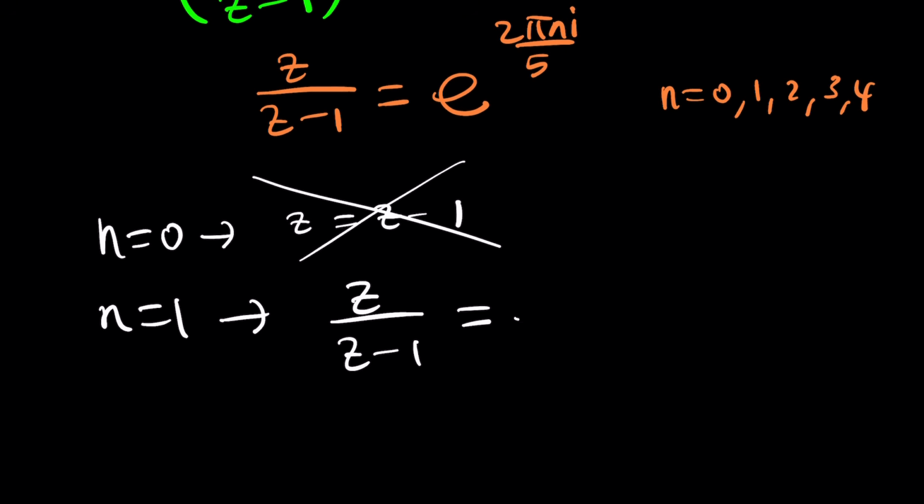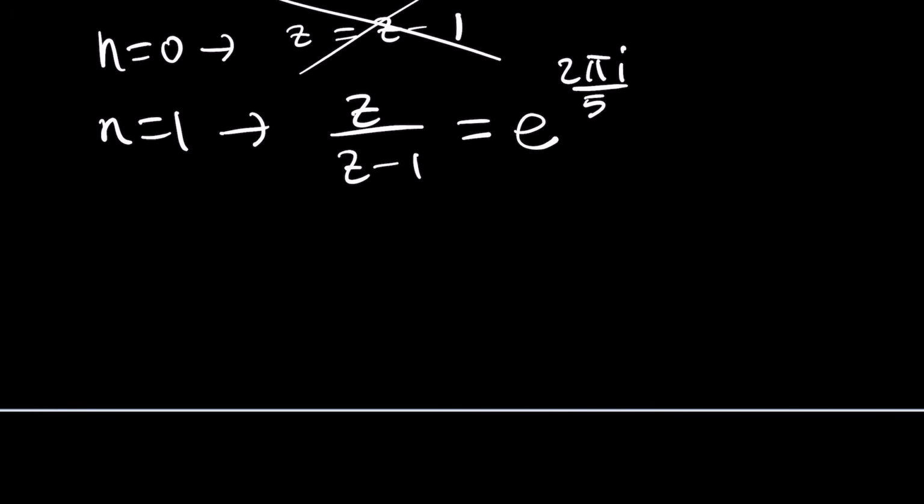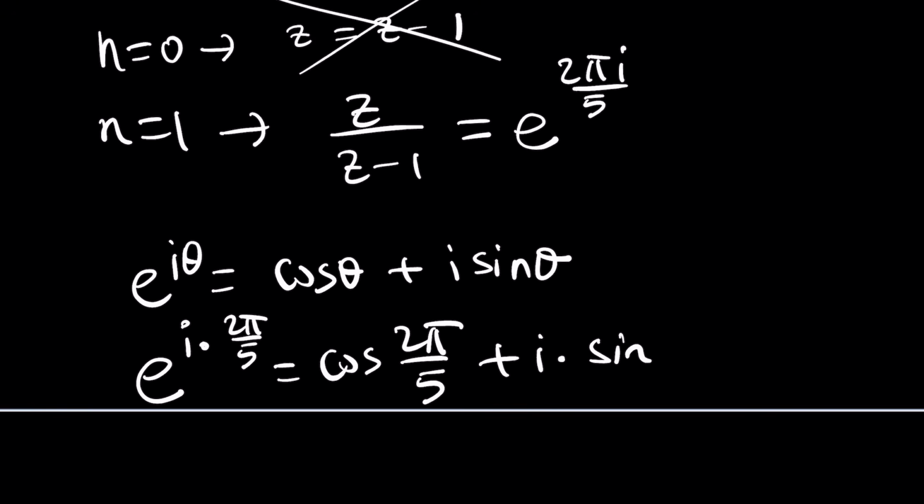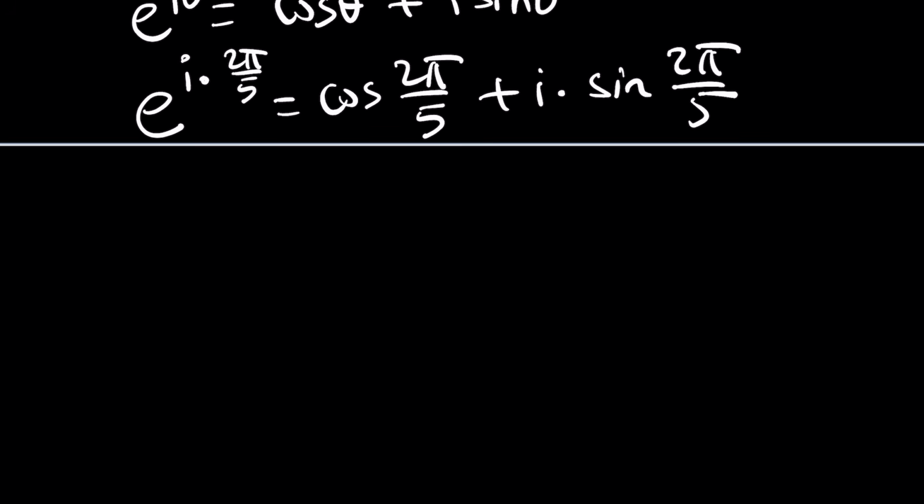If n is equal to 1, this is going to be e to the power 2 pi i over 5. But here's one thing I forgot to tell you. e to the i theta, thanks to Euler again, can be written as cosine theta plus i sine theta. So e to the power i times 2 pi over 5 can be written as cosine 2 pi over 5 plus i times sine 2 pi over 5. We know these values, even though I haven't memorized them. I think this one is like cosine 72, and this one is sine 72, which should be the same as cosine 18. I think they involve some square root of 6 or something. Anyways, you can look it up or you can just find it. There are many ways to do it.